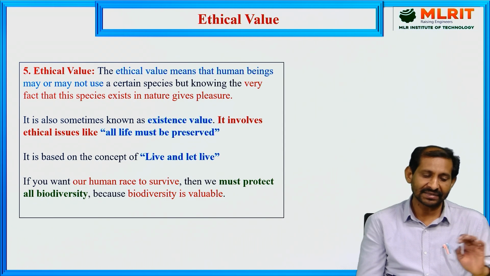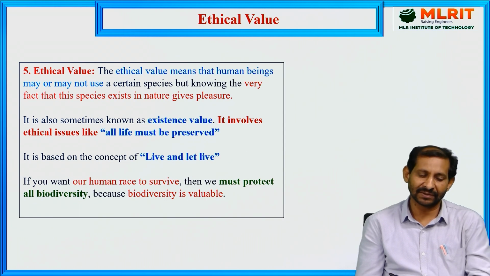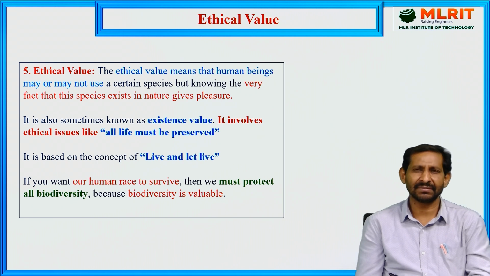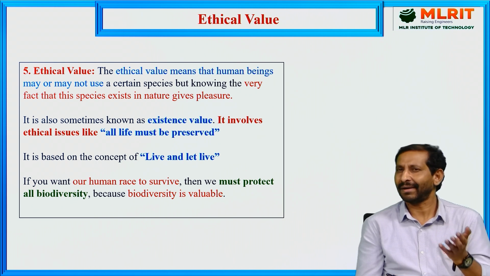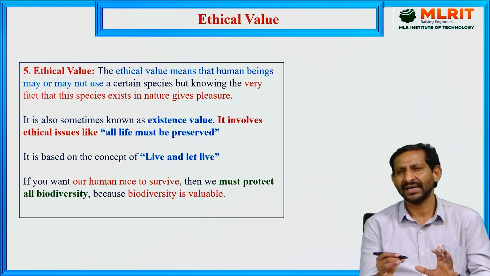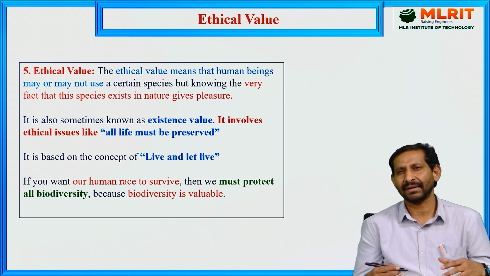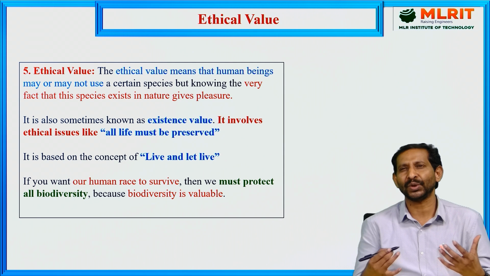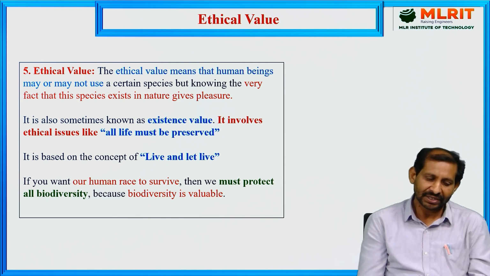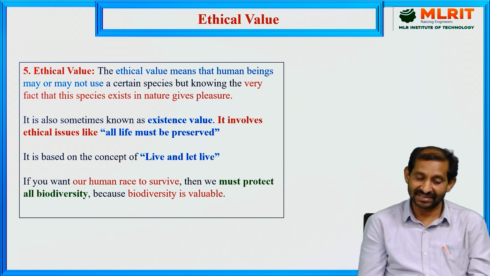Another one is the ethical value. This is also very important. The ethical value means human beings may or may not use that species, knowing the very fact that the species exists in nature, giving pleasure. You can use it or not use it. Once you see some species, a lot of pleasure or peace comes to you. That is called the ethical value. It is also sometimes known as the existence value.